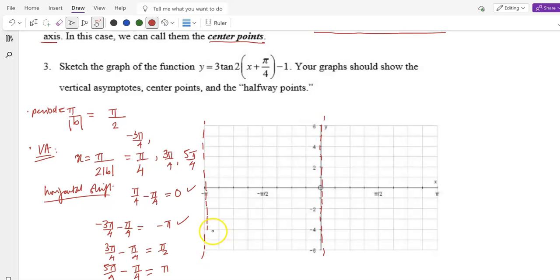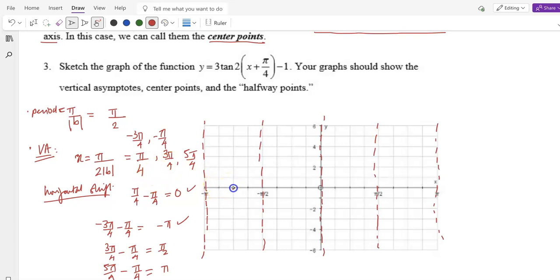Oh wait, what's the period? Pi by 2. Minus pi by 2 will also come in. Pi by 2 is the period, but we didn't calculate that. I don't know why it did not come. One second, let's have a look. I just thought it translated on the other side. So we missed minus pi by 4 now: minus pi by 4 minus pi by 4 will be minus pi by 2.